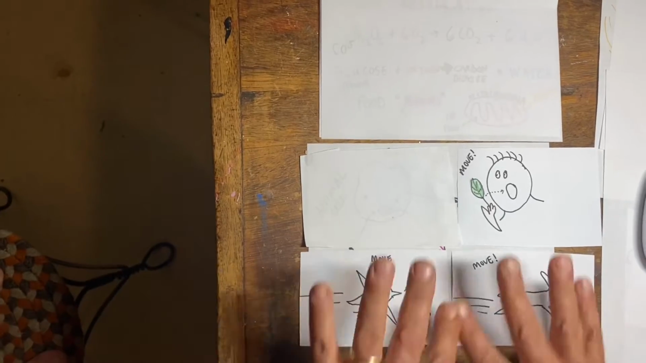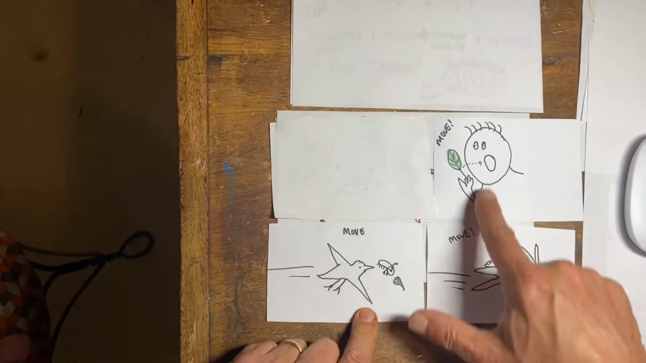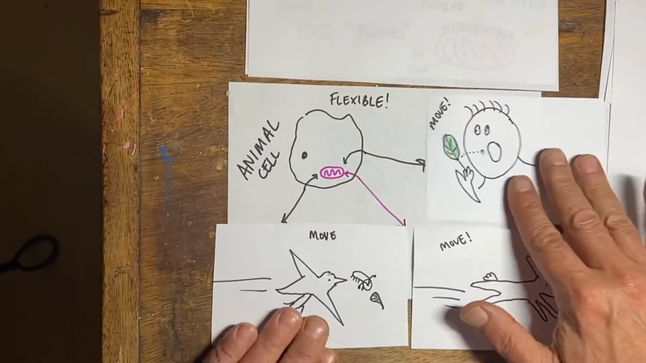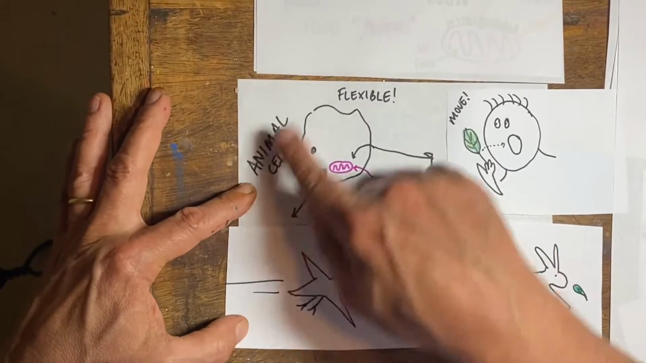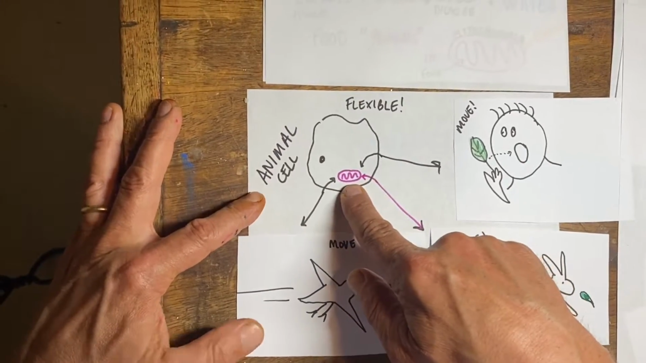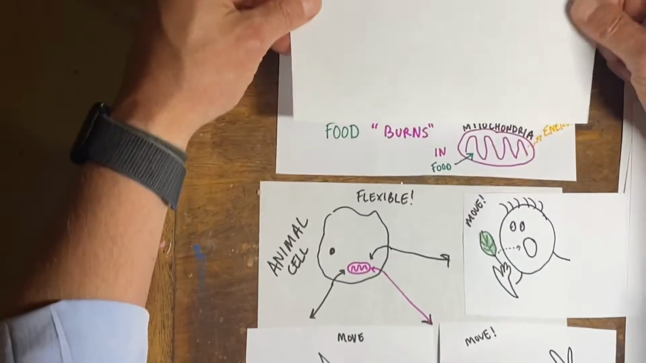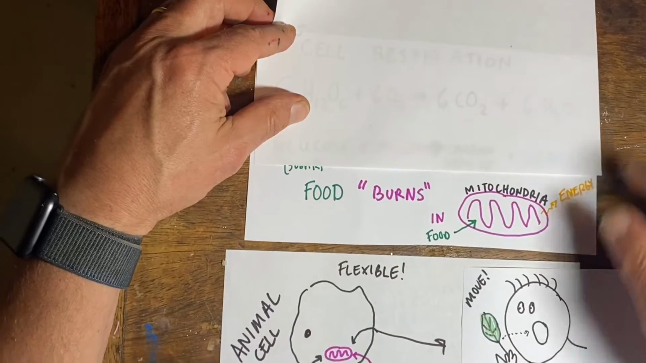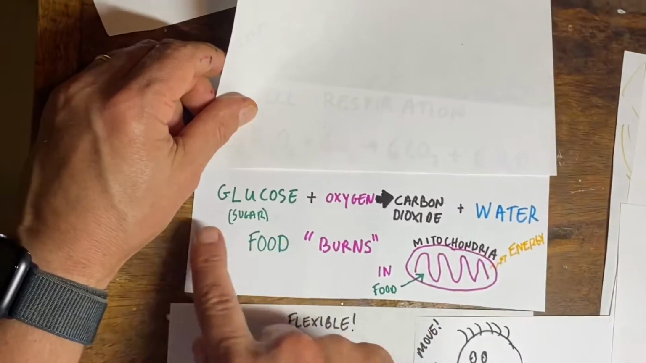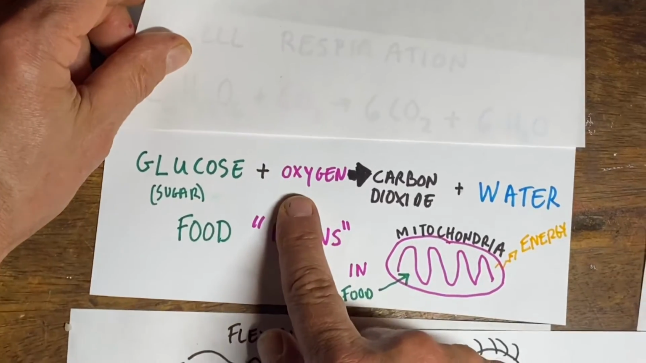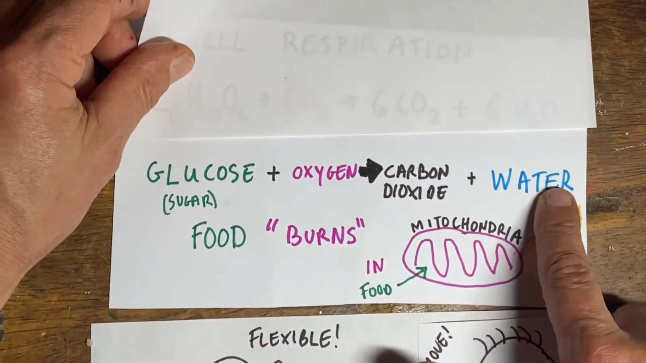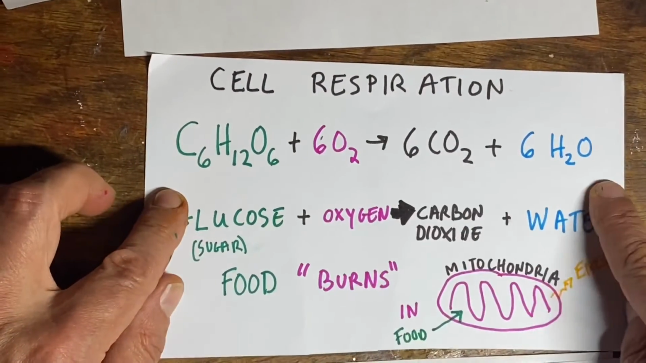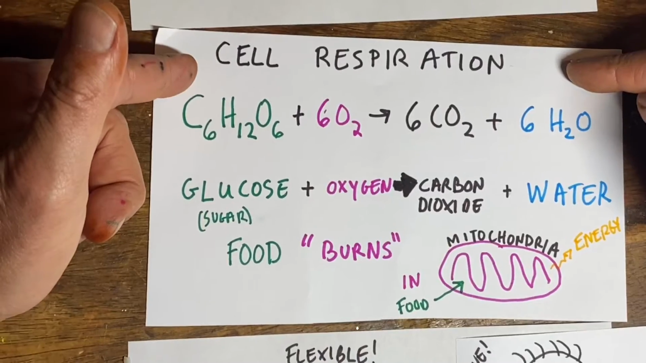So we've seen some animals move to get food, right? And all of this is based on the fact that animals have animal cells that are flexible with a flexible membrane, and they have mitochondria in them. A mitochondria is the structure that burns food and releases energy. We can represent that this way: glucose and oxygen mixing together and burning and releasing carbon dioxide and water. We now know the chemical formula for that, and the fancy name, which is cell respiration.